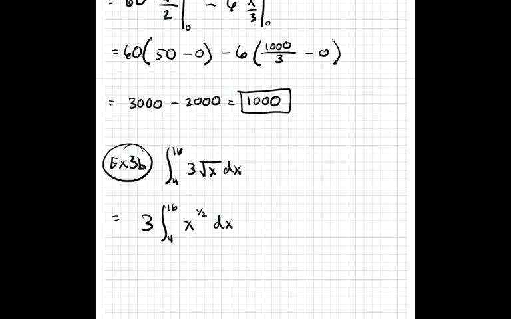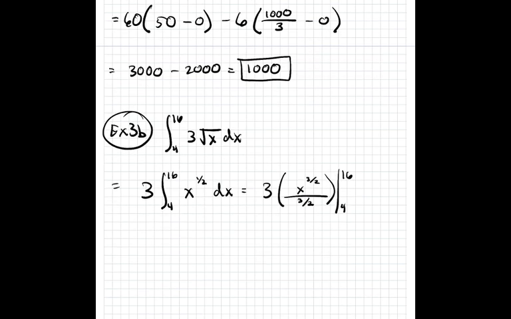So if we use the same technique we just did, this is going to be 3 times. A half plus 1 becomes 3 halves. So we're going to have x to the power of 3 halves divided by 3 halves, evaluated from 4 to 16. That's going to become 3 times 2/3. That's going to be 16 to the power of 3 halves minus 4 to the power of 3 halves.